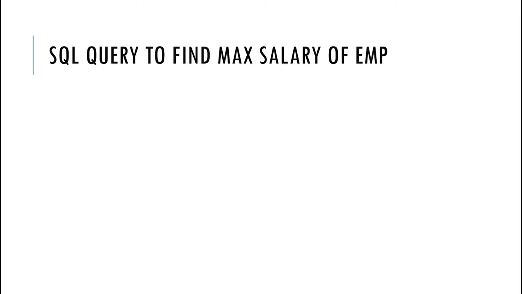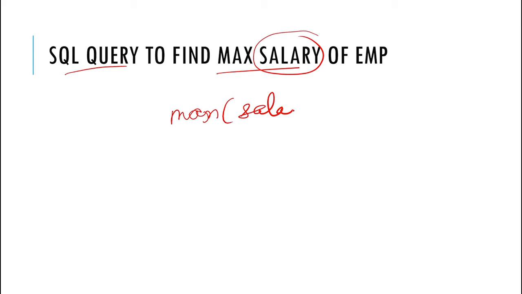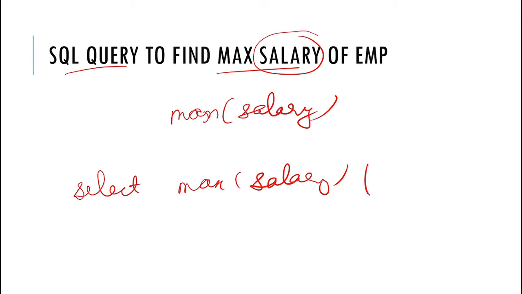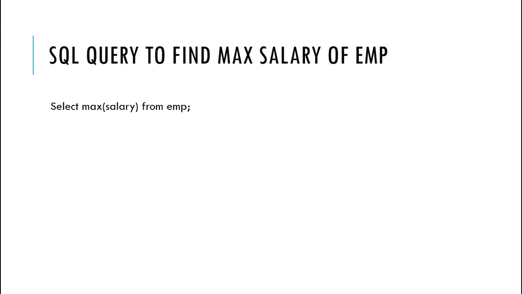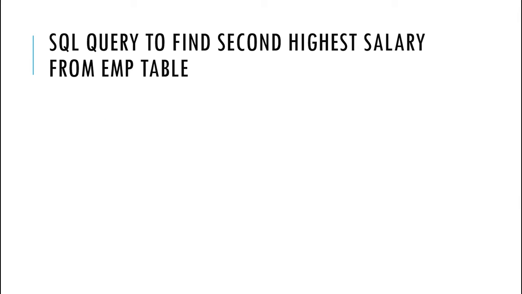Now, SQL query to find the maximum salary of the employee. We know that in employee, one attribute was there regarding salary. So to find the max salary, we have one function called max. So simply select what we want. We want to see what is the max salary of the employee: select max salary from employee. So this is the query. Simple. So max is a function which we are using here from employee to get the maximum salary of the employee.